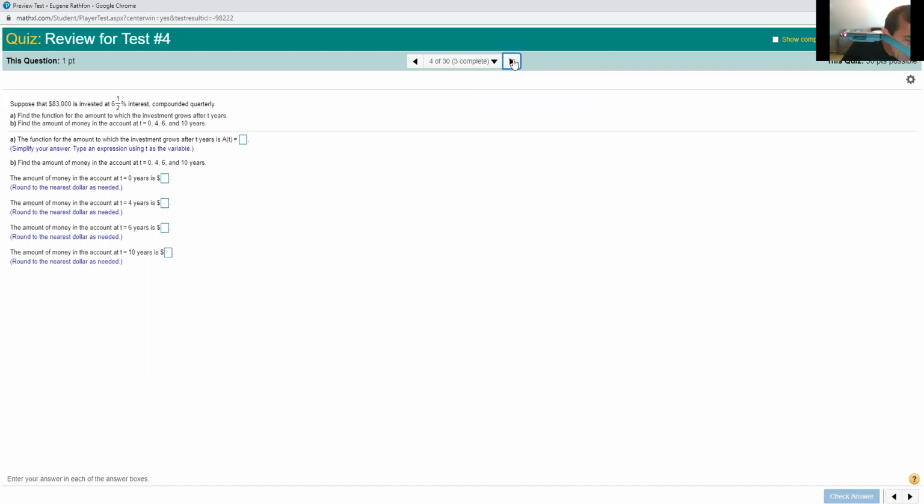All right, let's see. Suppose that $83,000 at 6.5% interest, compounded quarterly. So we want to find the amount the investment grows after 5 years. And then B, find the amount of the money after T years. So we're going to come up with the equation and then we'll find T equals 0, 4, 6, and 10 years. Okay, so let's switch the screen.